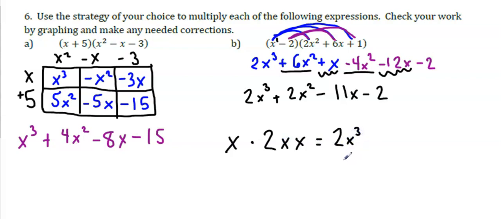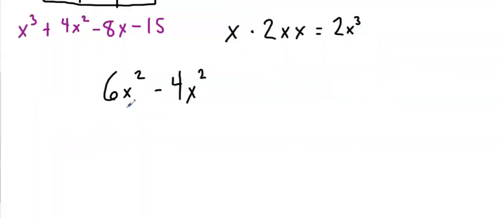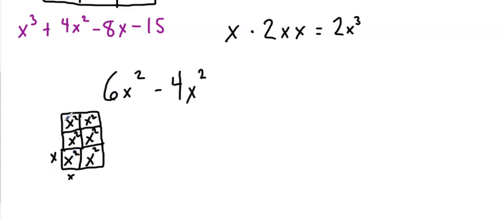When I'm combining like terms, when I'm adding, I do not change the exponent. For example, let's look at 6x squared minus 4x squared. Think of x squared as a literal square that has dimensions x by x. This is x squared. This means I have 6 of them. Then if I take 4 of them away, I'm left with 2x squares.